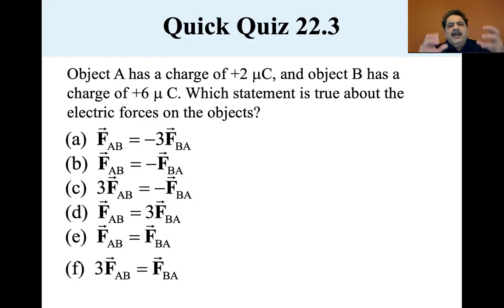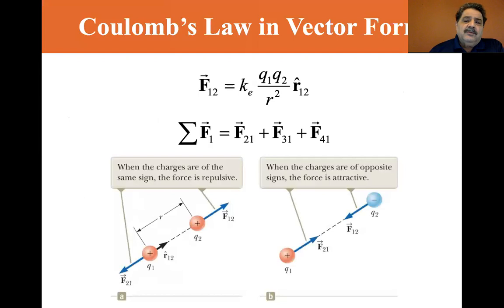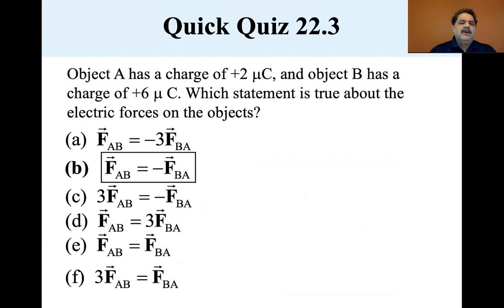Okay, you have A and B. Is the force on A by B minus 3 times the force on B by A? Let's go back and remember Newton's third law. Whenever there is a force, there's an equal and opposite force. So really, this is kind of a no-brainer. You can forget all of the ones that have an integer in front of them.